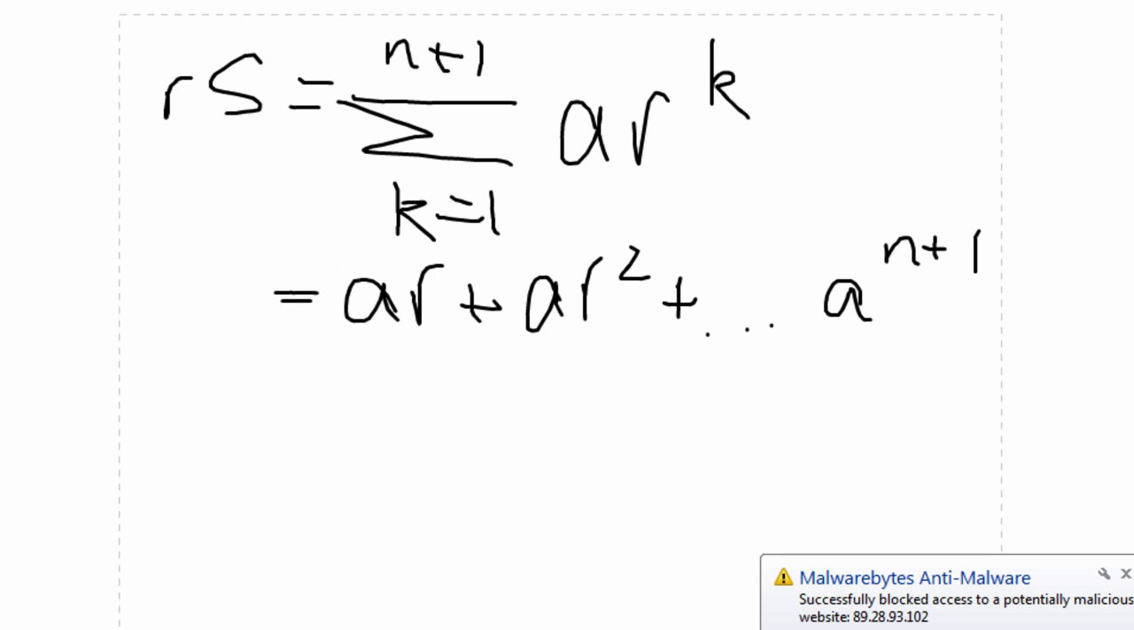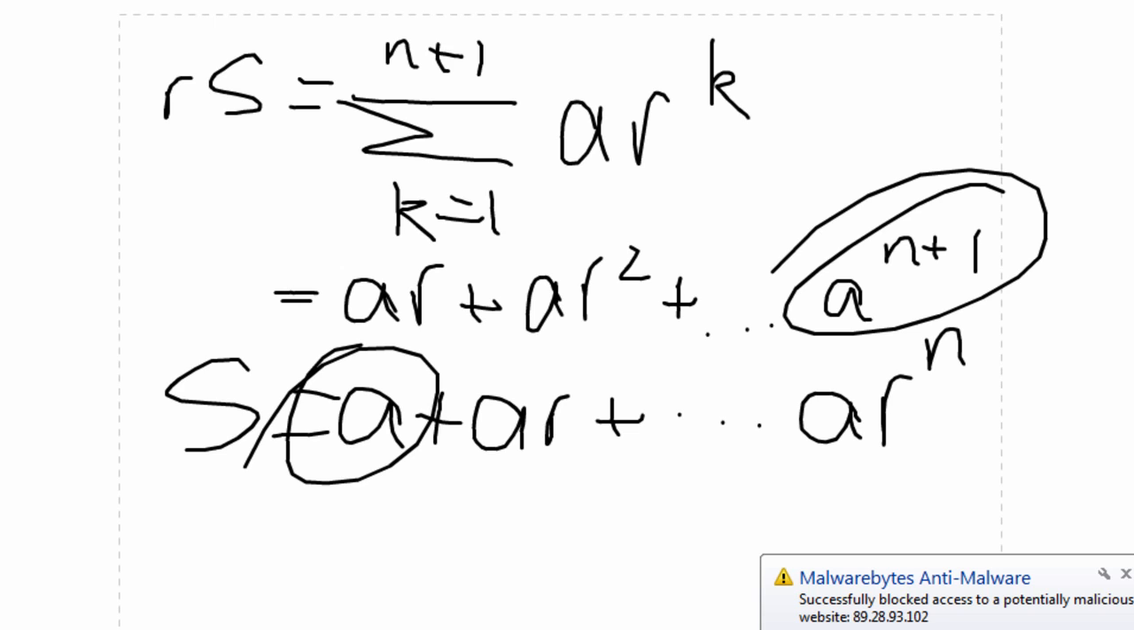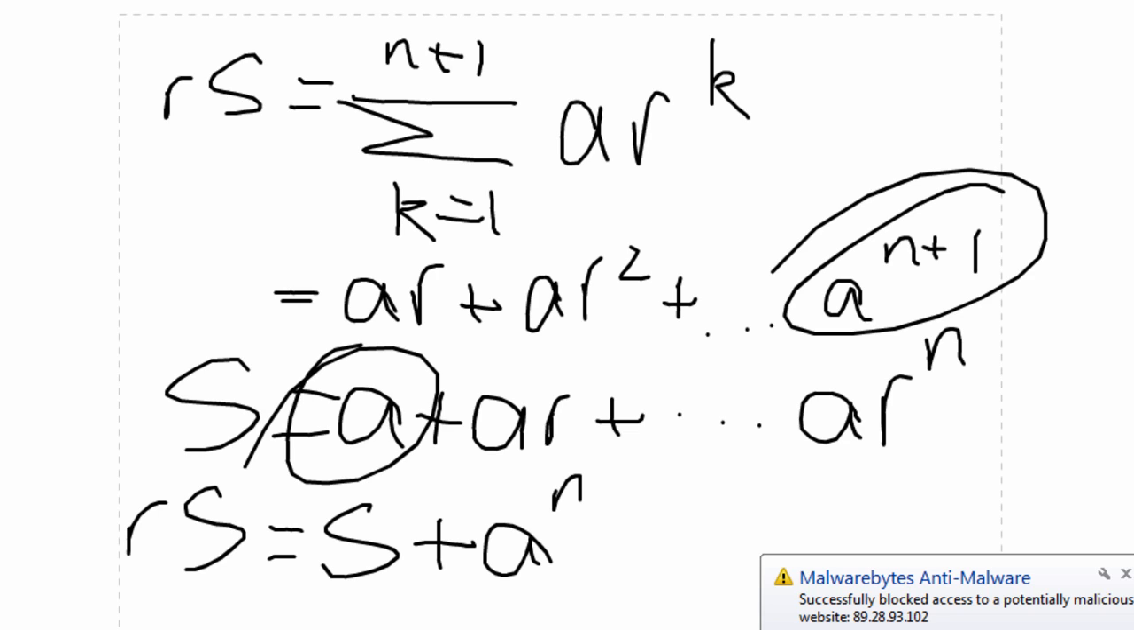1, and our original formula S was this plus a times r to the n. And you'll notice that the difference between these two equations is this a here, and this last term here. So rS equals S plus a r to the n plus 1 minus a.